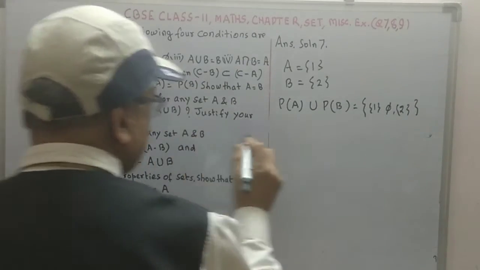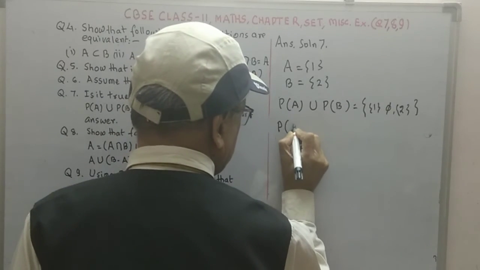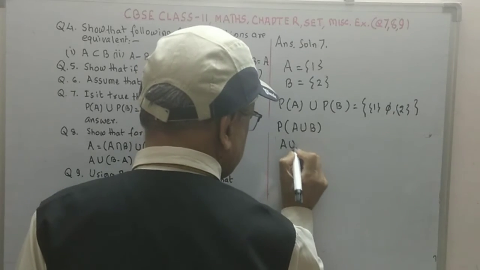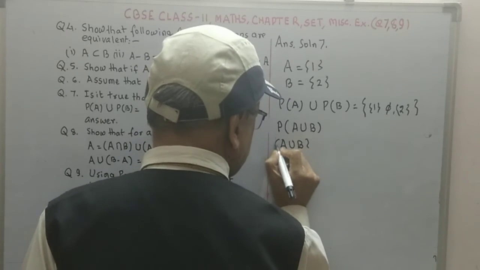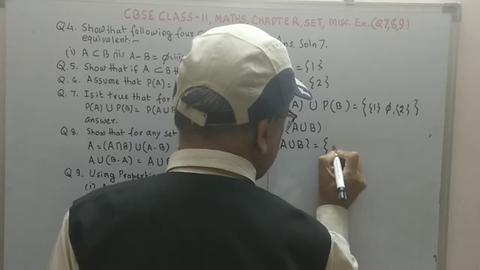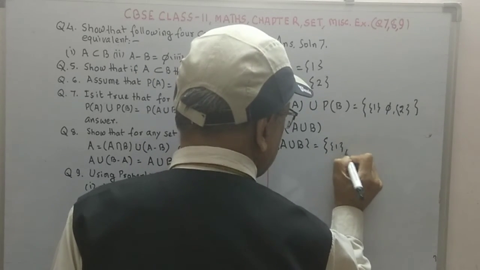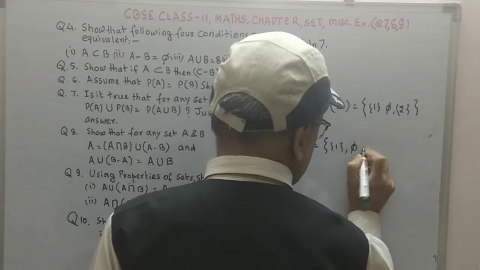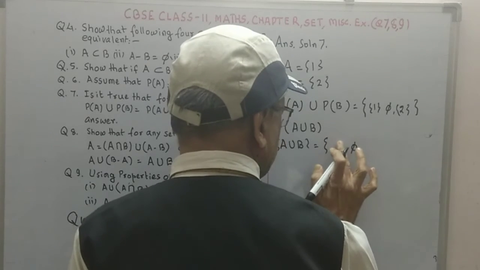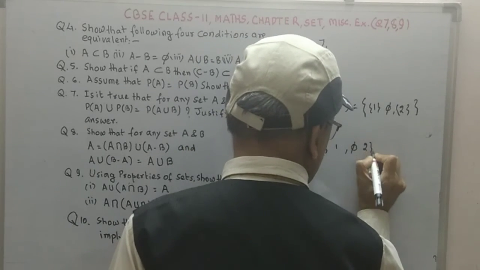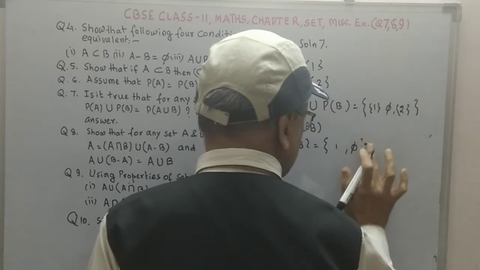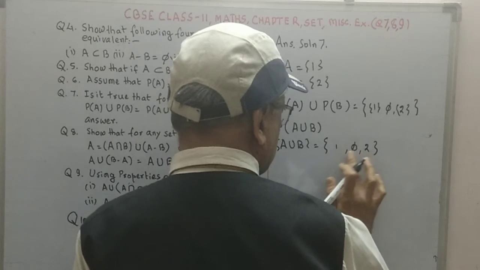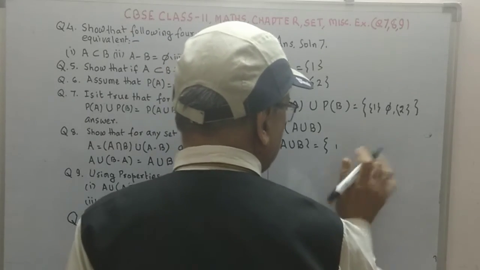अभी दूसरा है power set A union B. इसको करने के लिए पहले A union B करते हैं. A union B करने के लिए क्या होगा? A है 1, set 1, then 5, then B is 1, 5 and 2. This is, you can write 1 and 2.